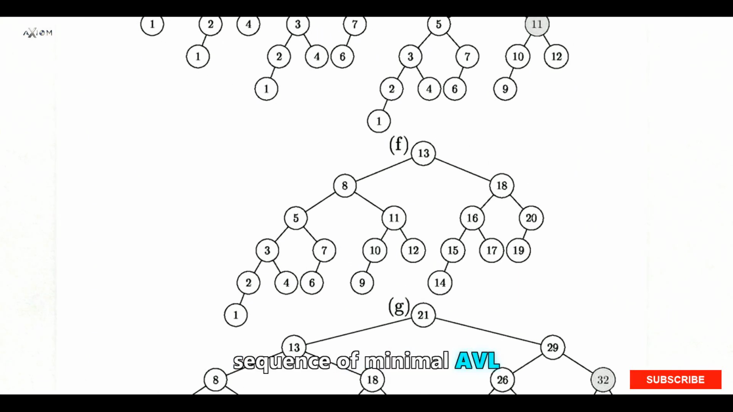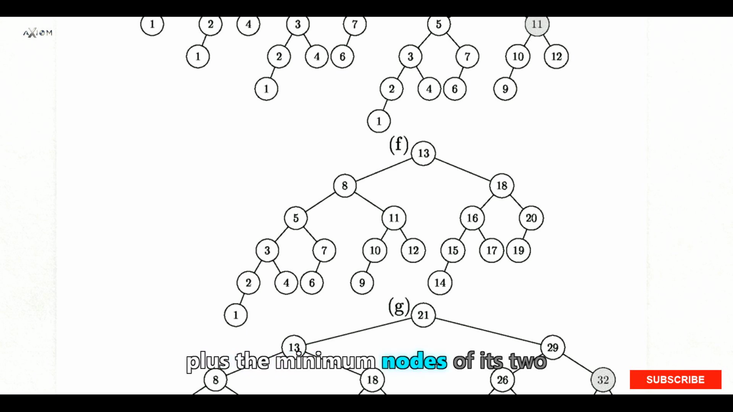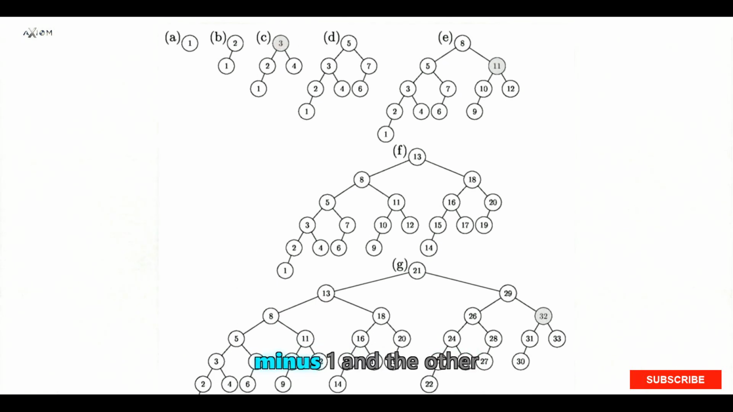This sequence of minimal AVL trees from A to E bounds the absolute worst case scenario. We construct a tree with the absolute minimum number of nodes possible for a given height, h, where every parent's subtrees differ in height by exactly 1. We can express the minimum number of nodes, n(h), as the root node plus the minimum nodes of its two subtrees, one of height h-1 and the other of height h-2. Because the h-1 subtree is larger than the h-2 subtree, we can simplify the relation. The total nodes at height h is strictly greater than twice the nodes at height h-2. Taking the base 2 logarithm of both sides completes the proof.